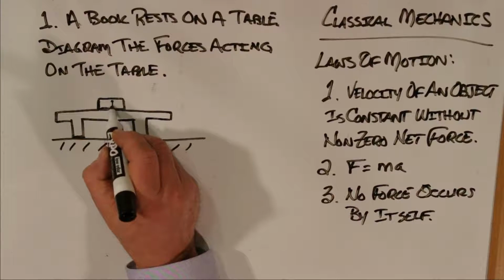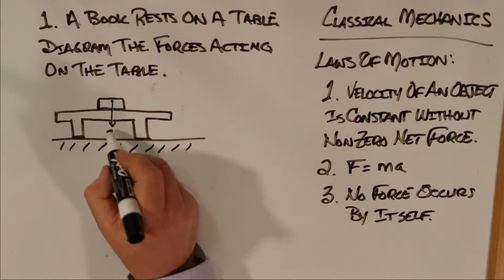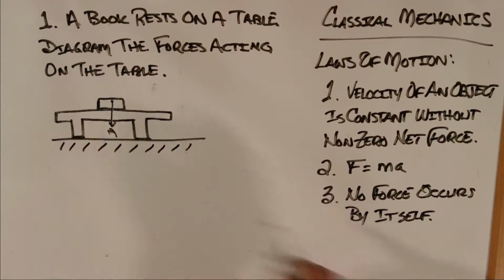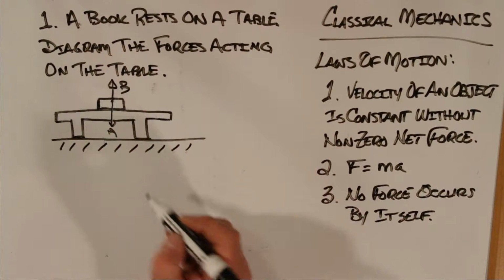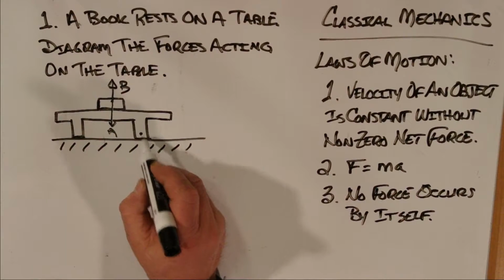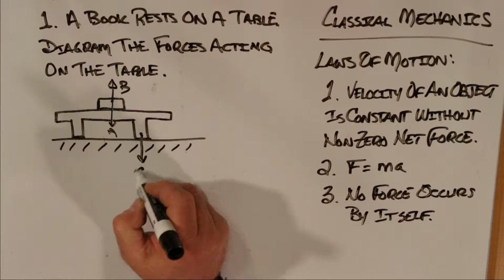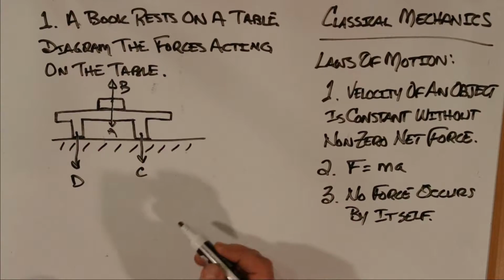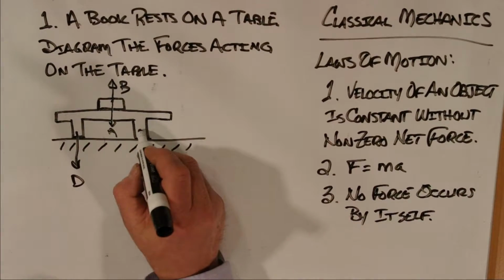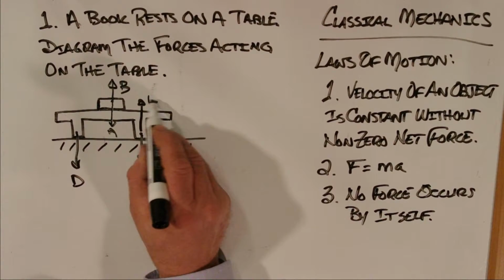We're asking the first problem for a book that rests on a table to diagram the forces acting on the table. This is important. We need to know how to diagram problems in order to visually see what it is that we need to calculate. And so diagramming things out is always a good way to start. We can take a look at this poorly drawn table. See the book resting on it, the table resting on the ground.